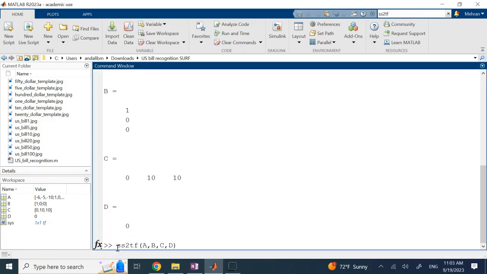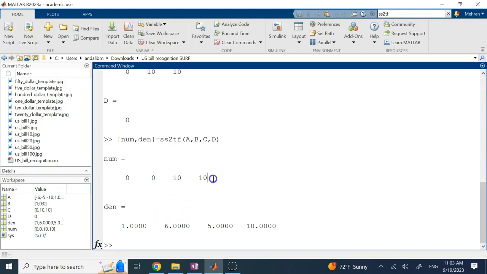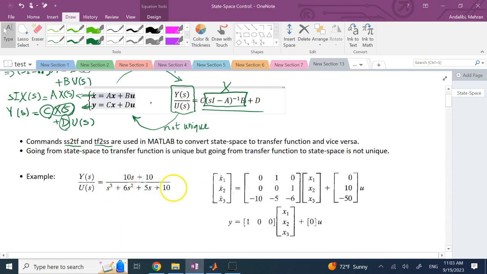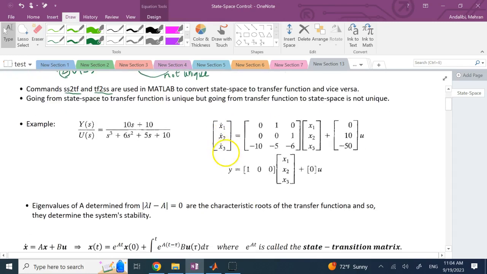Again, this does not return the whole system. It returns a numerator and what? A denominator. So you have to use it like that. And if you do, look, 0, 0, 10, 10, and 1, 6, 5, and 10, which is exactly that. Now, if I use that matrix here, that's for A, that for B, that for C, that for D, I still get this guy back. So it's unique.